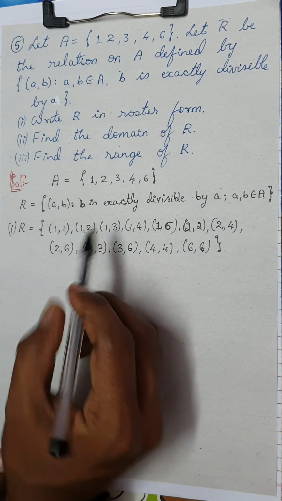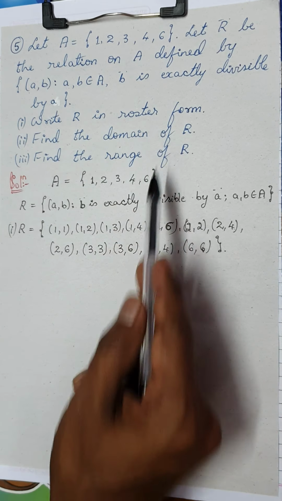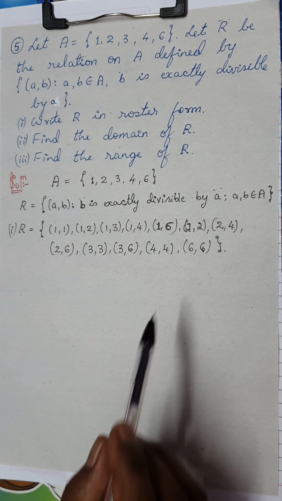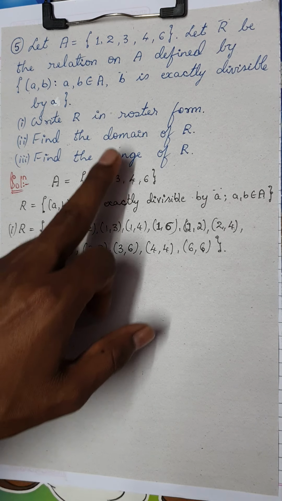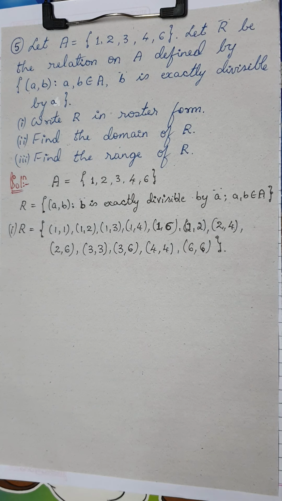What is the first part? You are supposed to write the relation in roster form. We have already written it. And the next thing is writing the domain and range. I think you can do it on your own, but don't worry, I'm going to give you the solution.